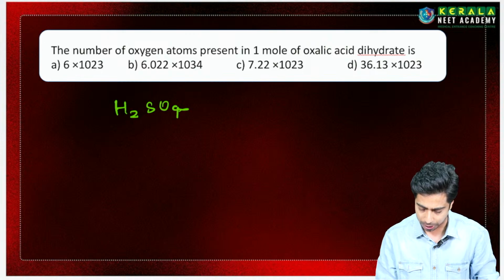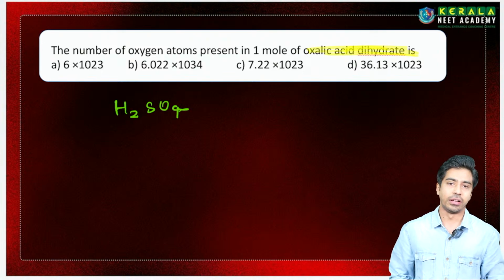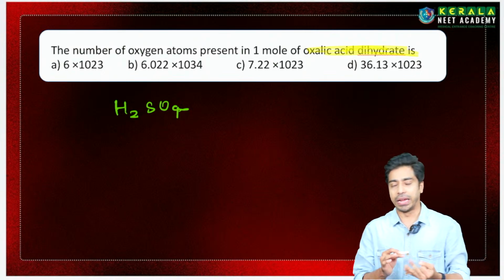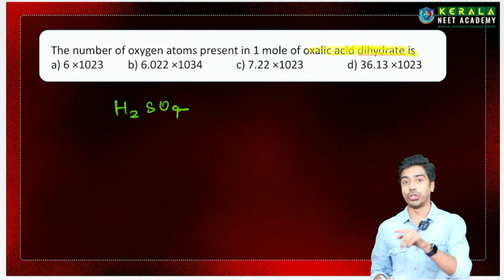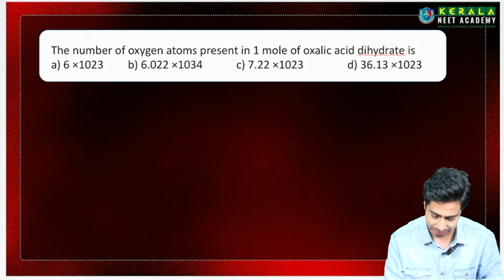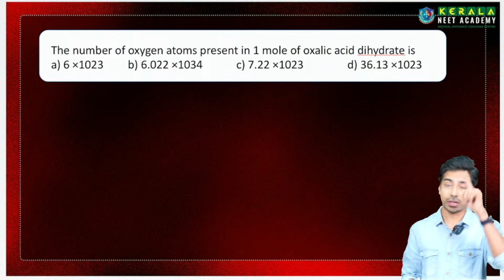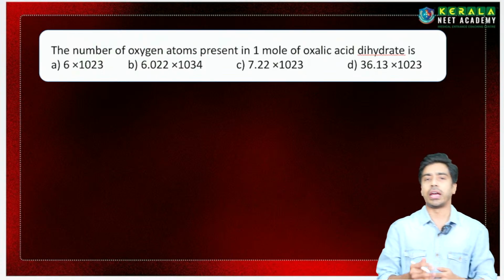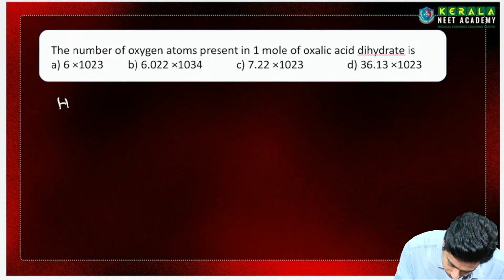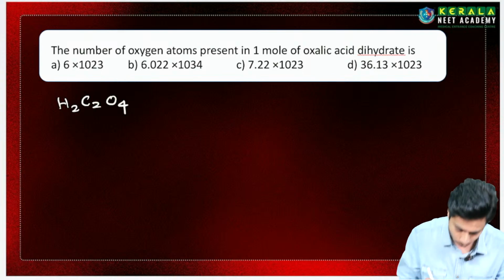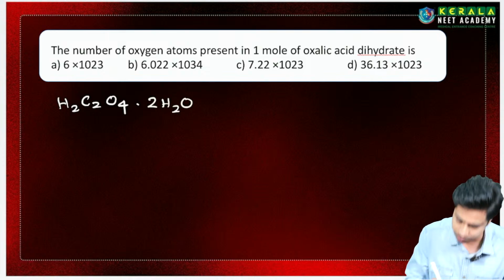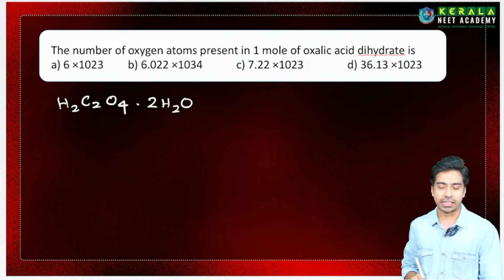But instead of giving the formula, they have given oxalic acid dihydrate, so you should know the formula. You should know oxalic acid dihydrate, and also urea and benzene. Urea is NH2CONH2. Let me take this one for the first question. Oxalic acid is a formula you study in the aldehydes, ketones and carboxylic acids chapter. It is H2C2O4, oxalic acid. Dihydrate means dot 2H2O. So this is the formula for oxalic acid dihydrate.